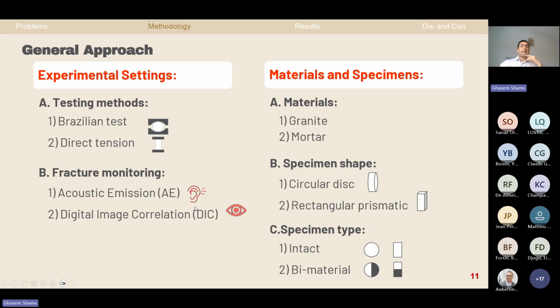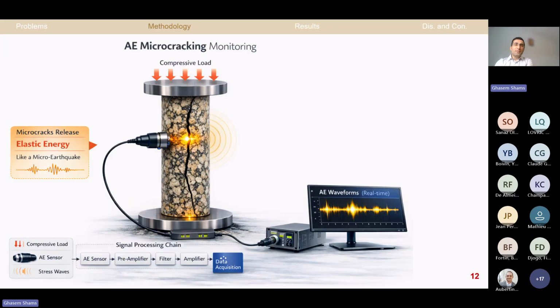And most importantly, to monitor the fracture process during the loading, we use two advanced monitoring systems: acoustic emission system, with which we can hear the microcracking inside the material, and digital image correlation technique, with which we can visualize the strain concentration or deformation over the surface of materials. I like this figure. This is a figure to explain the acoustic emission microcracking monitoring that I produced with ChatGPT. I like this one.